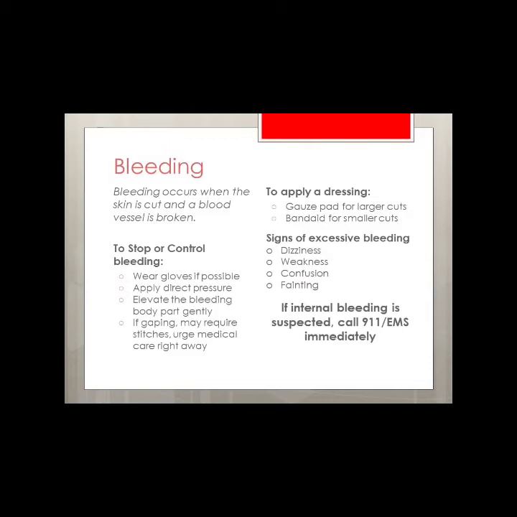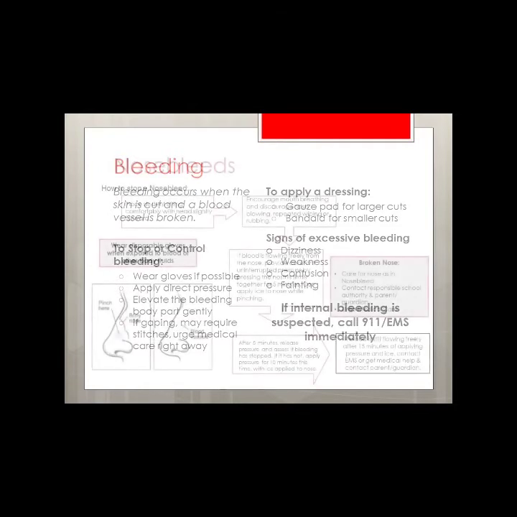Signs of excessive bleeding include dizziness, weakness, confusion, and fainting. An injury that is deep in the chest, abdomen, or brain can cause internal bleeding. This usually is very painful, and the person will appear very ill. If you suspect internal bleeding, contact emergency medical services immediately.